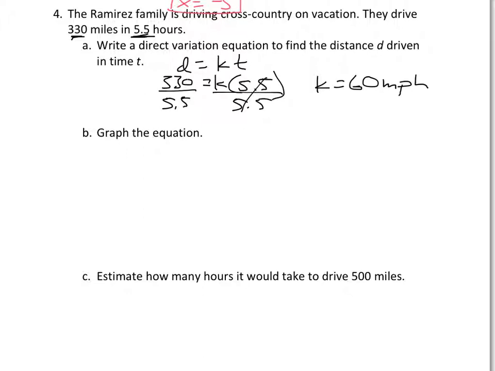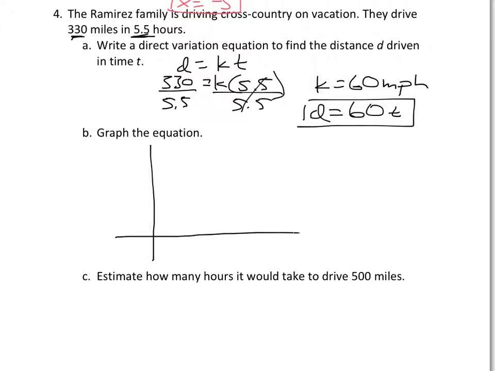Right? And our equation is going to be y equals 60. Oh, not y. We're not using y, we're using d. d equals 60t. Okay? Now to graph this, we got to draw the graph. Okay, so we'll draw the graph. I'm going to draw the graph like this because we don't care about the negative part of it. We just care really about the positive part of it.